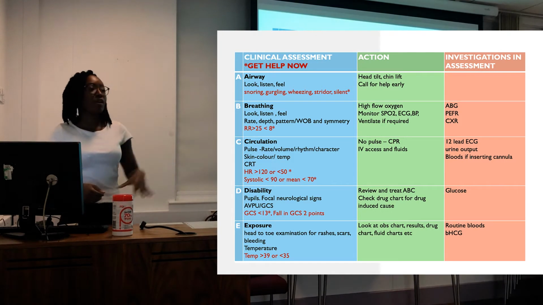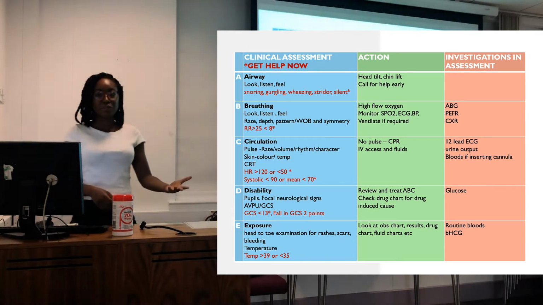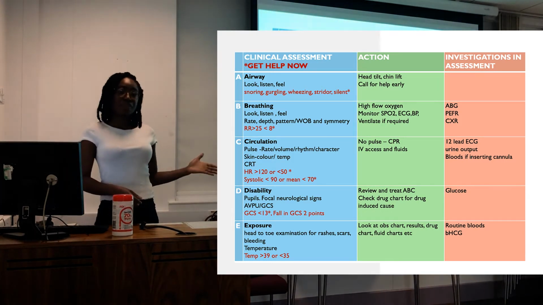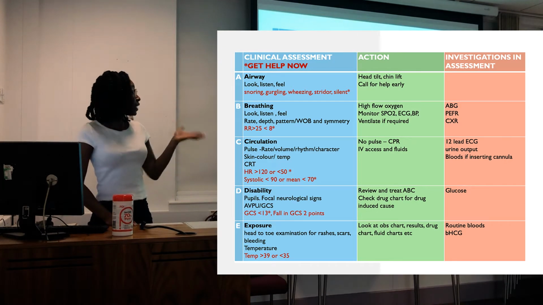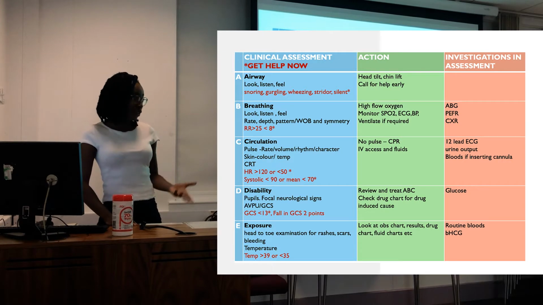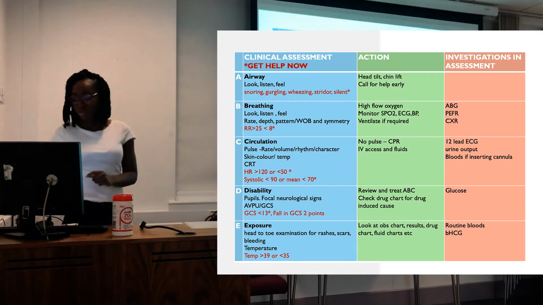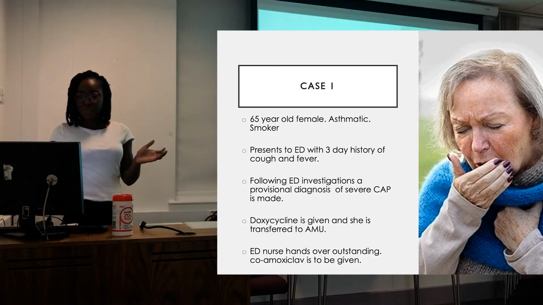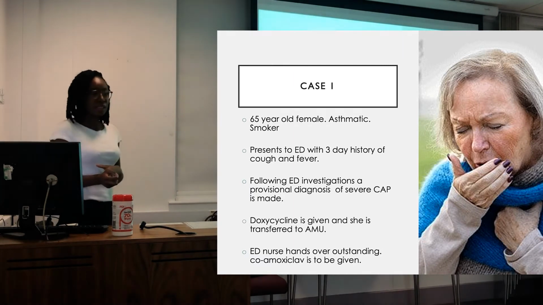So after you've done your ABCDE assessment, if your patient is stable, you haven't found any life-threatening causes, then at that stage you can do your detailed history taking, go and look at the notes, and all the other things that you would normally do. So we're going to go through the cases now. We're going to start with case 1.